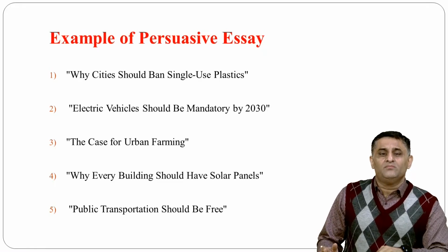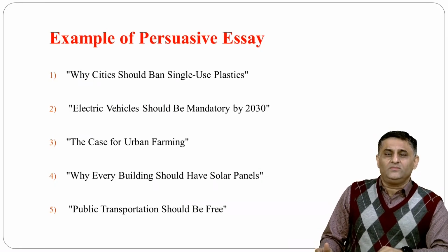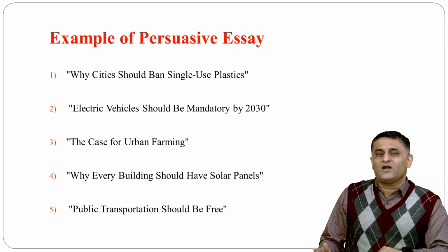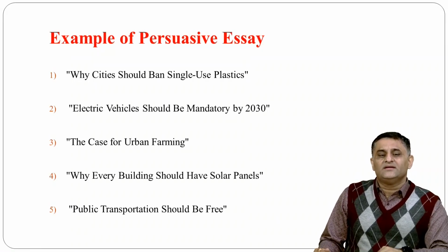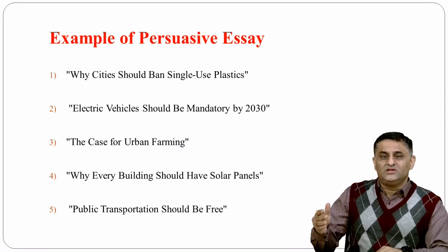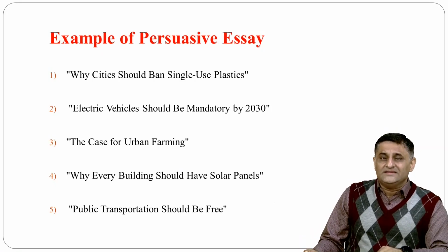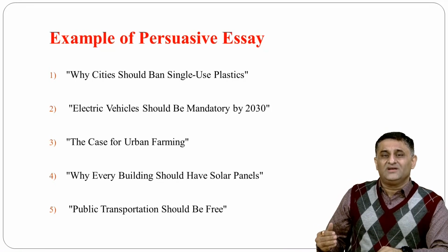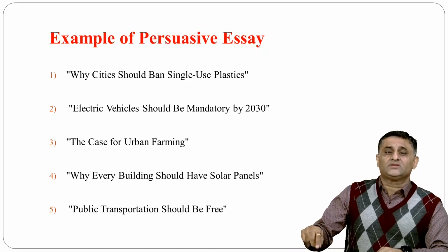Why cities should ban single-use plastics? Electric vehicles should be mandatory by 2030. The case for urban farming. Why every building should have solar panels, and public transportation should be free. So dear students, all these types of persuasive essays can easily bring the readers very near, very close to the writer, but it depends on their persuasive writing.